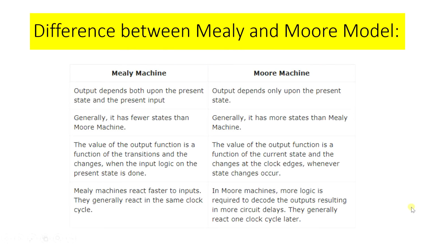So with this, we will be completing the basic difference between the Mealy and the Moore model in terms of the block diagram, and also understanding what a finite state machine is.